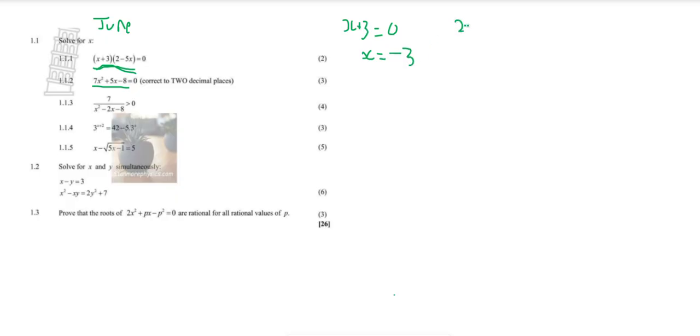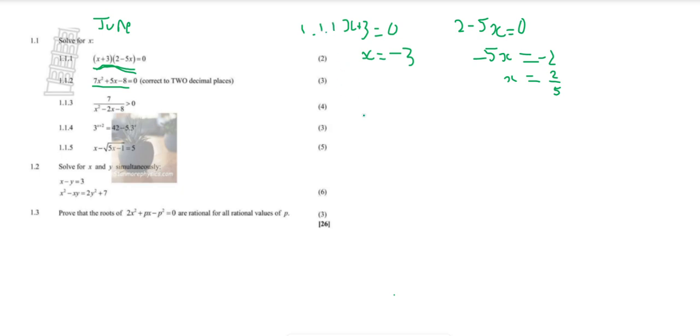The other one is 2 minus 5x. 2 minus 5x equals 0. Then you transpose the 2, you're going to get -2. So therefore the value of x equals 2 over 5, because remember this is multiplication happening. This is 1.1.1.